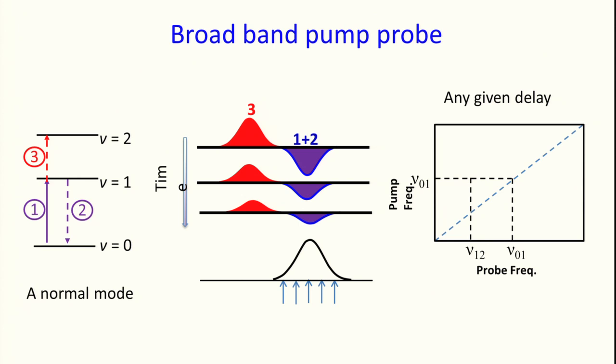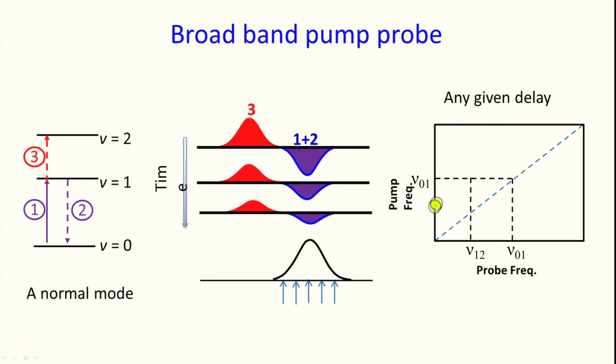Nu 1 2 is the frequency corresponding to the energy gap between V equal to 1 and V equal to 2. Of course, if this is a harmonic oscillator, then nu 0 1 will be equal to nu 1 2, but for anharmonic oscillators they are going to be different. Okay. So, what do I see? Do I see a point here and a point here?